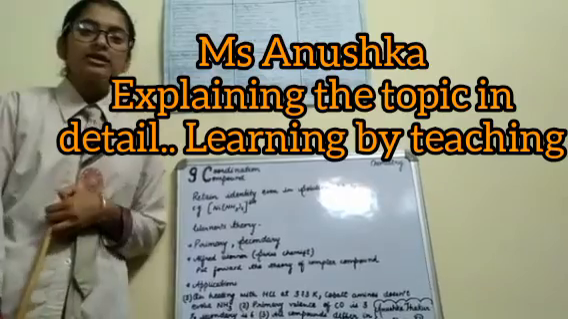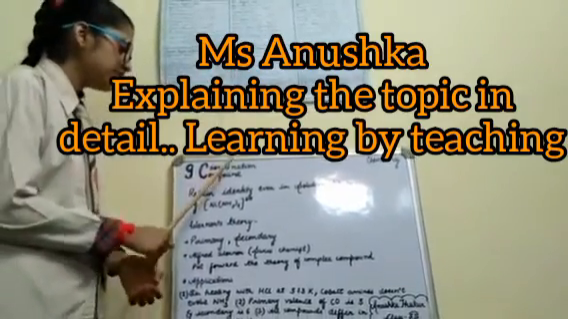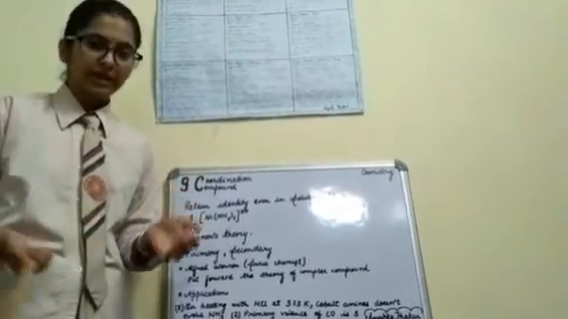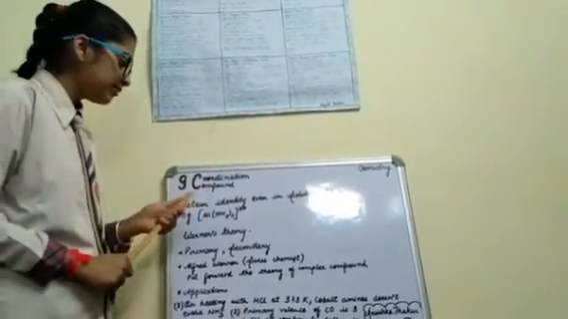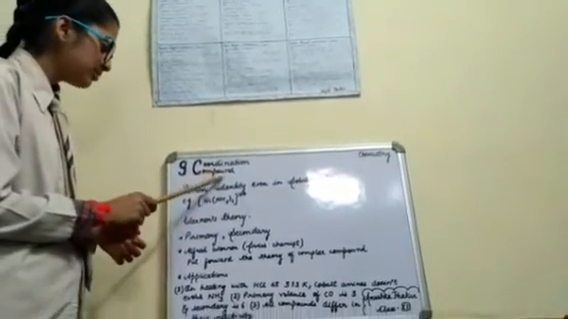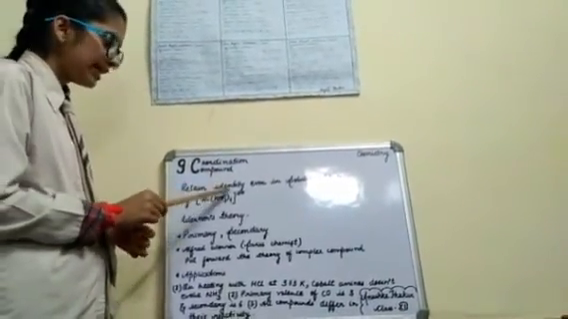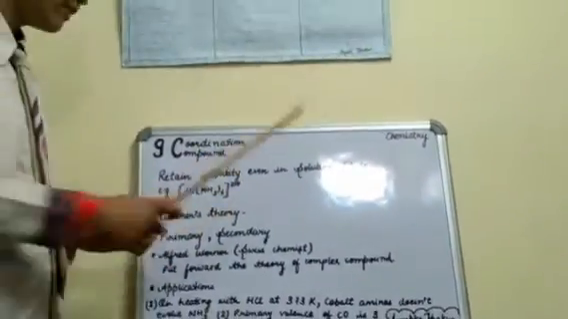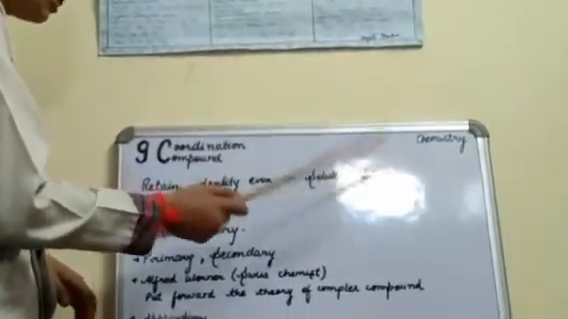As we know that we have started chapter 9, coordination compounds. Coordination compound is also known as complex compound. This is a type of addition compound. The coordination compound definition is that it retains its identity even when it is in solution state.